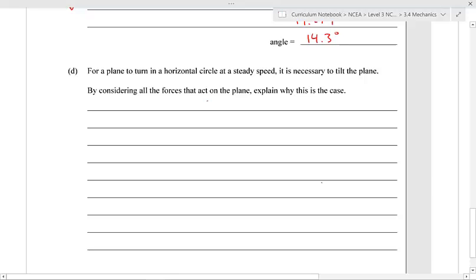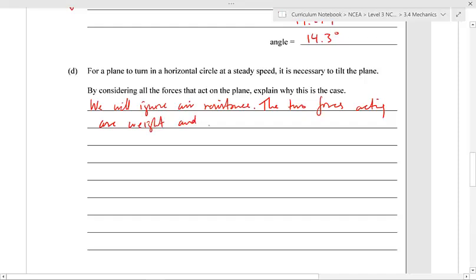For a plane to turn in a horizontal circle at a steady speed, it is necessary to tilt the plane. By considering all of the forces that act on the plane, explain why this is the case. So what we'll do is we will state that we'll ignore air resistance. And then the two forces acting are weight and lift.